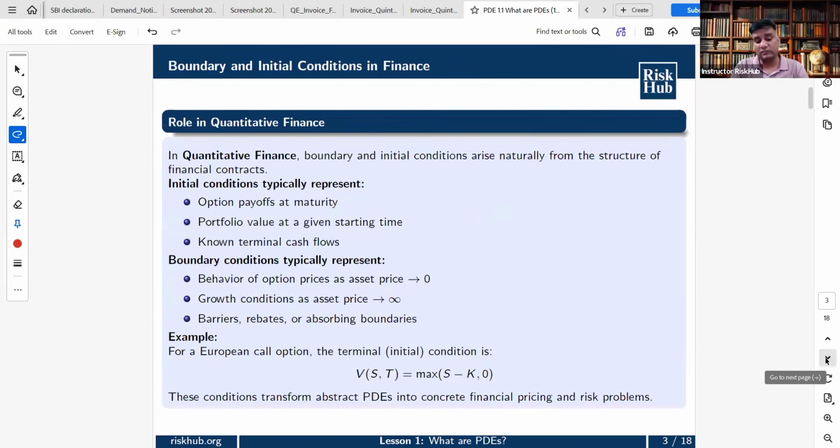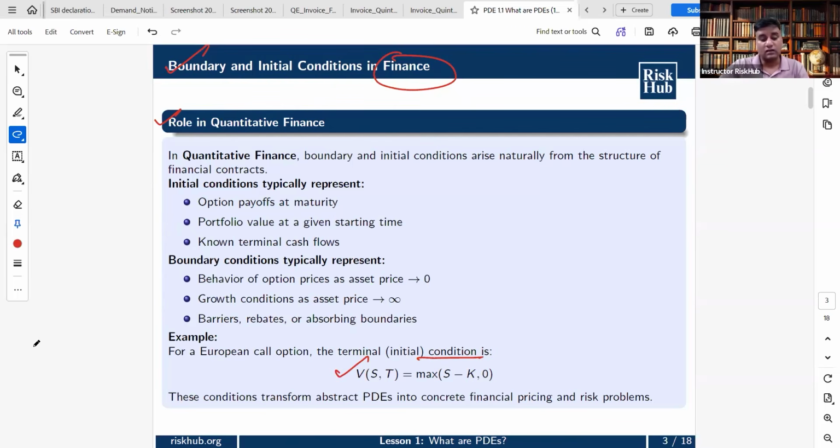Then we go to the next part. We look at boundary and initial conditions in finance, and we look at their role in quantitative finance. The slide connects boundary and initial conditions directly to financial markets. For a European call option, the terminal condition is given, right? V of S at time capital T equals the maximum of S minus K and 0, right?